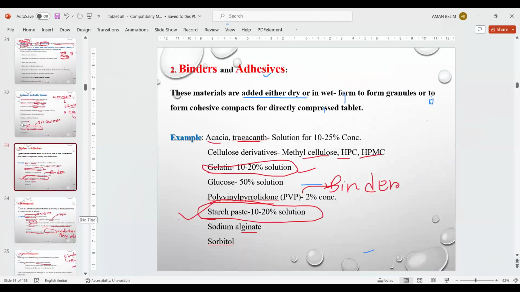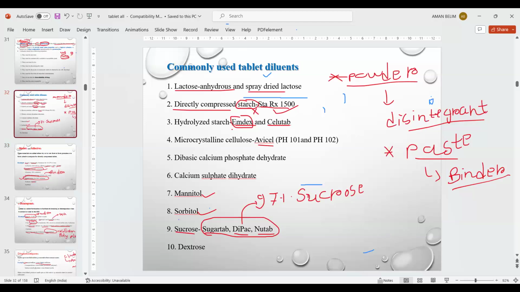Okay, so remember the name of every diluent and also their brand names. Like, hydrogenated starch is also known as Emdex and Celutab. Okay, lactose is available under the brand name Spherolac. Why am I telling this? Because in previous year question papers, during some years, they used to ask the brand names of the excipients, okay, brand names of the diluent, then your binder, disintegrant. So remember this, okay. Then microcrystalline cellulose, whose most common name is Avicel.